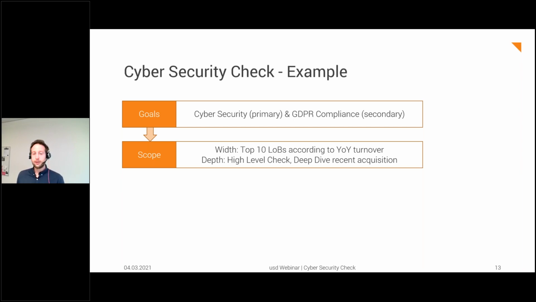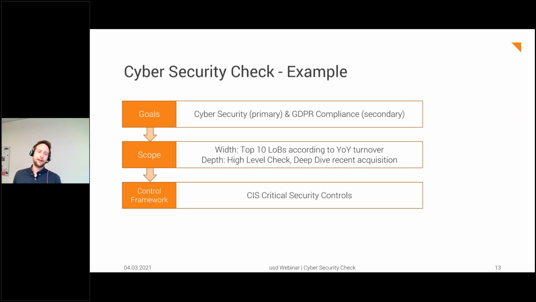And the recent acquisition we did, we actually want to deep dive there, because that's really a complicated topic. We have no idea how they are doing, if they are basically doing fine, or if it's actually a major risk out there. So we define the scope, and then we decide on a control framework. Maybe let's go with the critical security controls by the Center for Internet Security. I will explain these on the next couple of slides.